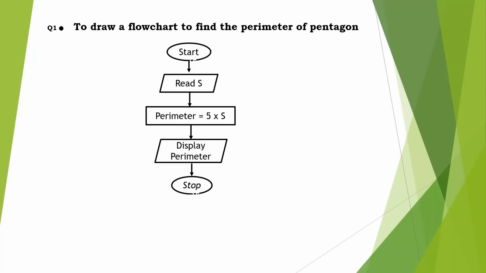So let's see how to draw a flowchart for this pentagon. It starts with the start symbol, again in oval or rounded rectangle shape. It reads S, the side. Perimeter is equal to 5 into side. This formula for calculating the perimeter of a pentagon is written in a rectangle shape. Clear, children? And then it will display the output: display perimeter, again in a parallelogram shape, and then it comes to stop. Clear?